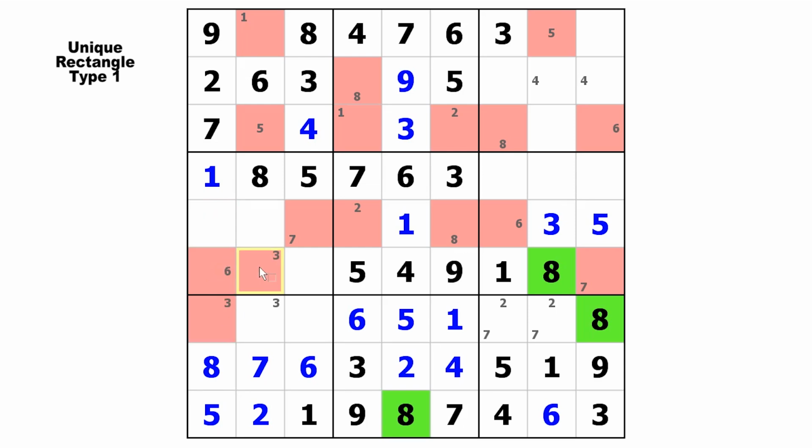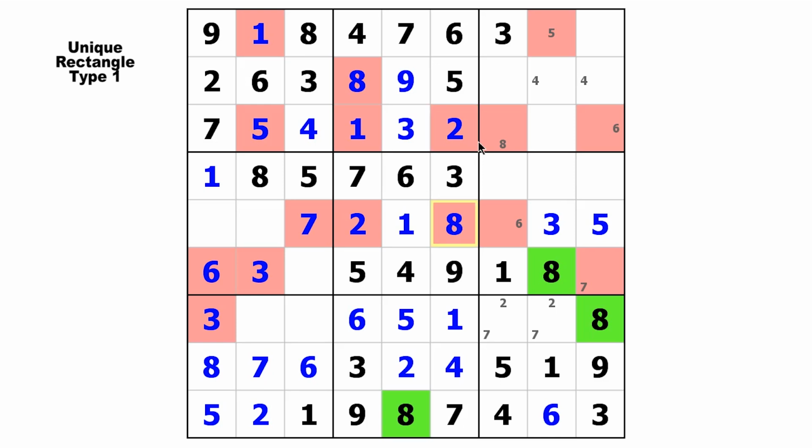And we've solved the X-wing on 3, and those 2 3s must be true, and this one must be false. So you can erase that 3. And so because of that unique rectangle type 1, we can enter 1, 2, 3, 4, 5, 6, 7, 8, 9, 10, 11, 12, 13, 14, 15, 16 cells.